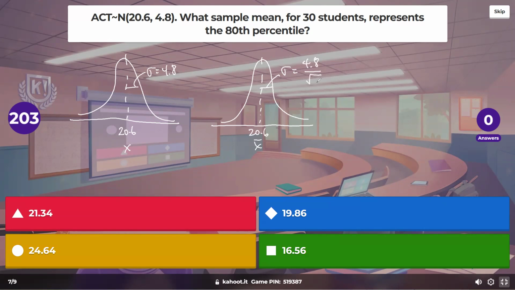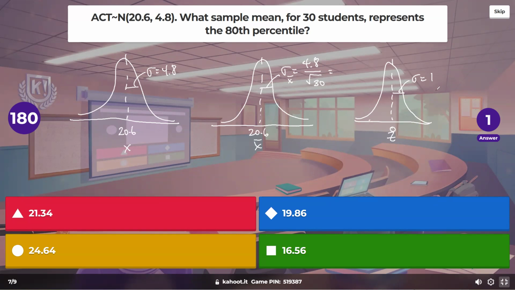Square root of how many students? 30, okay. Let's find out what that is. And lastly, the Z distribution. Zero and one.